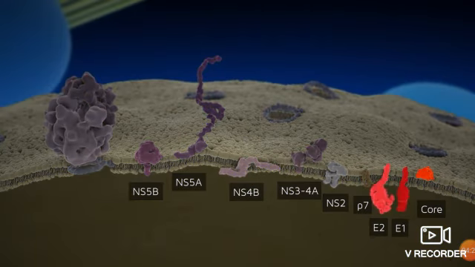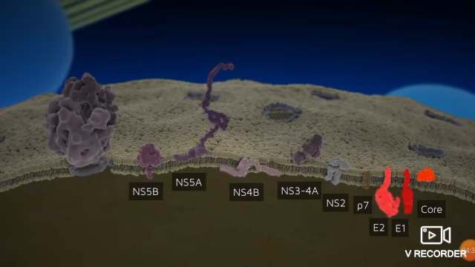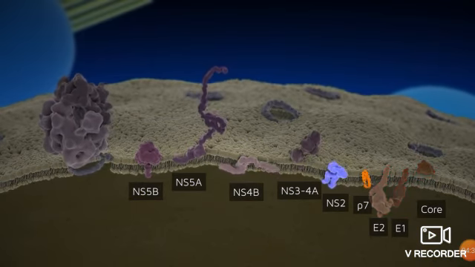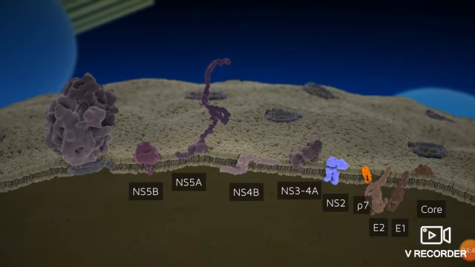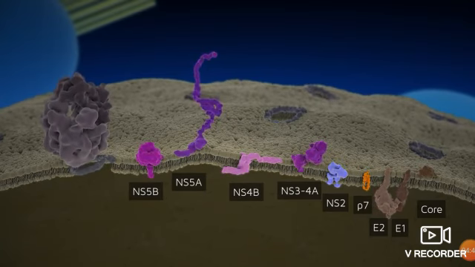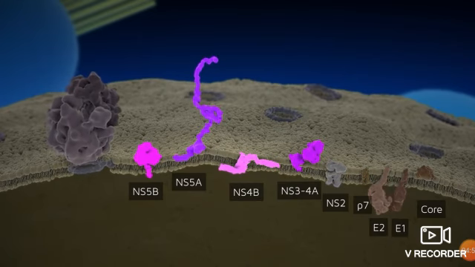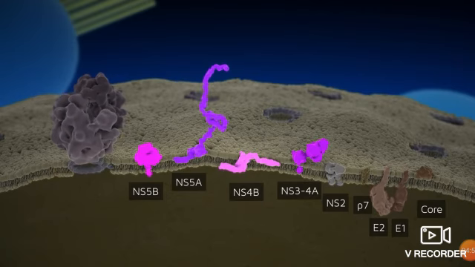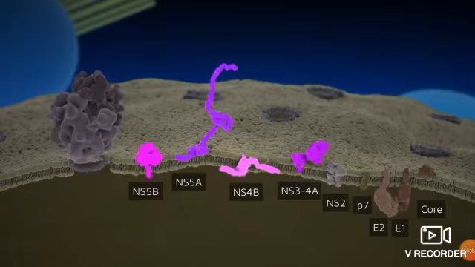The structural proteins which make up the viral particle comprise core and the envelope glycoproteins E1 and E2. P7 and NS2 support viral particle production while not being incorporated into the particle. The replicase components NS3-4A, NS4B, NS5A, and NS5B are sufficient to support viral RNA replication.